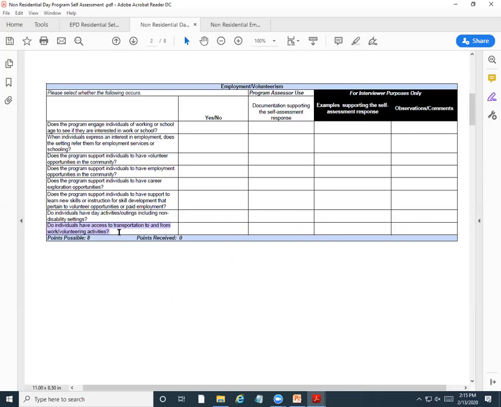Do individuals have access to transportation to and from work or volunteering activities? Very similar to the one in residential, just specific to work and volunteer activities. And again, the setting would not have to provide that transportation, but work with the member in finding those transportation supports.